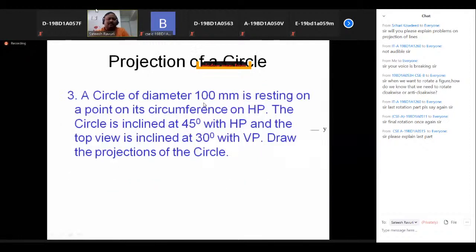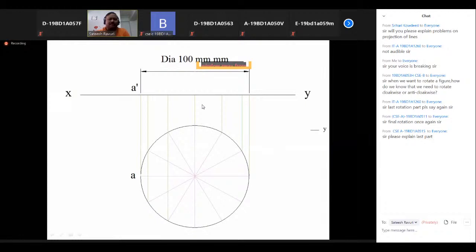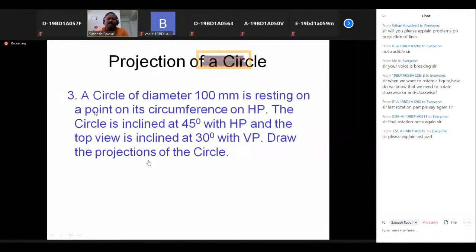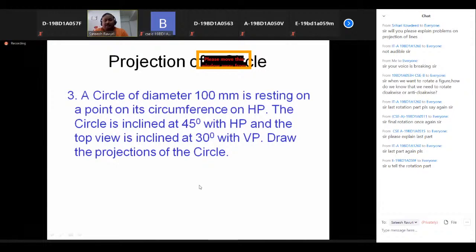Next, a circle problem is there. The circle problem is also the same as the earlier one. The circle of diameter 100 mm is resting on a point on its circumference on HP. The circle is inclined at 45 degrees to HP and the top view is inclined at 30 degrees to VP. Draw the projections of the circle. So earlier, the circle of diameter 100 mm is resting on a point on its circumference on HP. In the earlier problem, the edge of the pentagon is not resting on HP, it is 15 mm above.